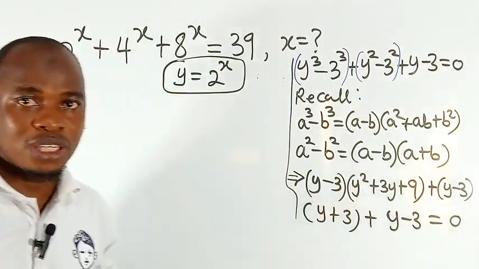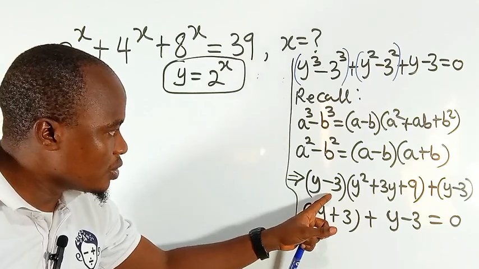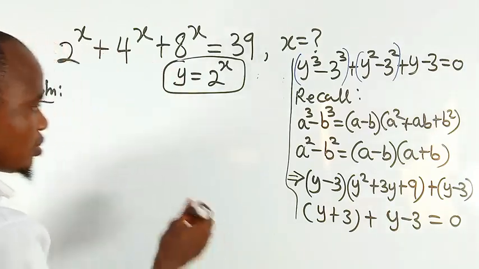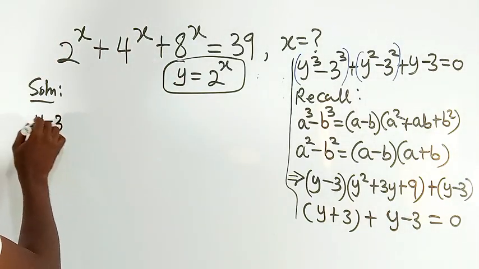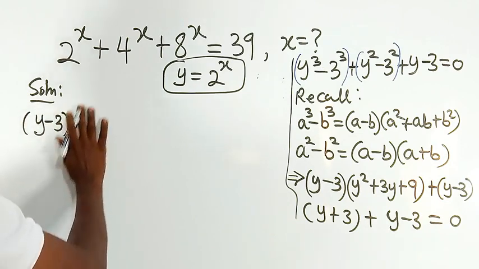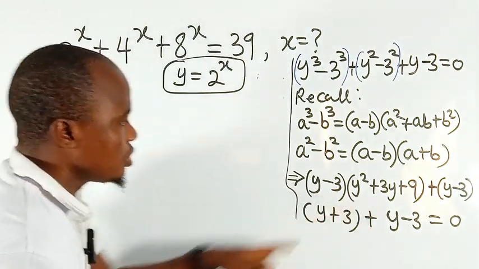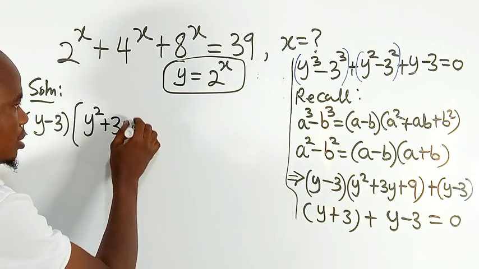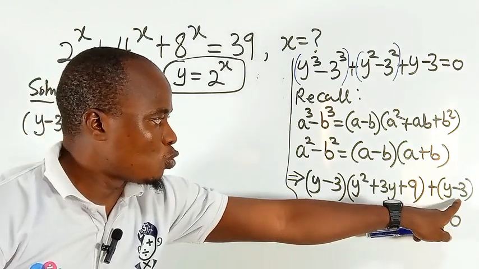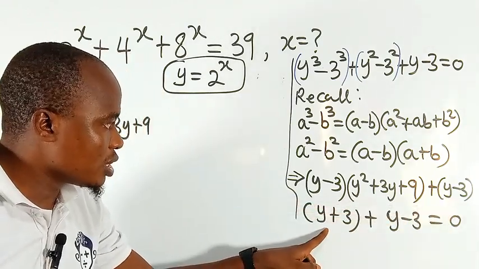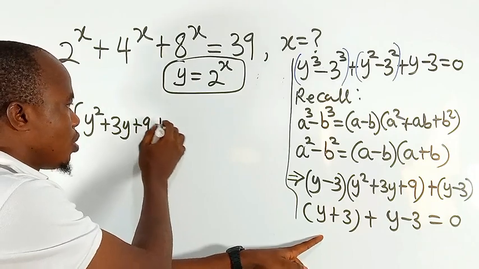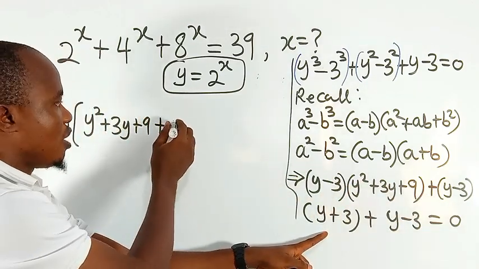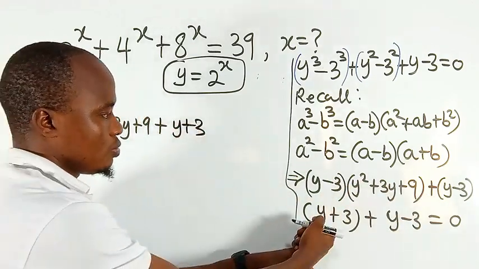We have this expression now. Let's now factorize. We have y minus 3 here, y minus 3 here, and y minus 3 here. So we factor out y minus 3, you are going to have y minus 3 into bracket. Now everything here remains y squared plus 3y plus 9. Y minus 3 multiplied by y minus 3. So we are going to have what? We're going to have plus. It will remain only this one because I've already factored out y minus 3. So we are going to have y plus 3, which is this one.